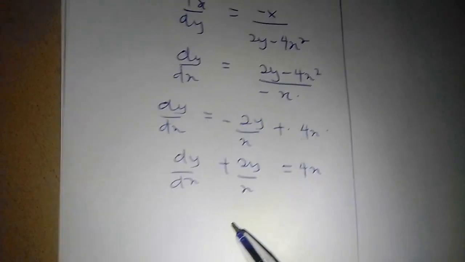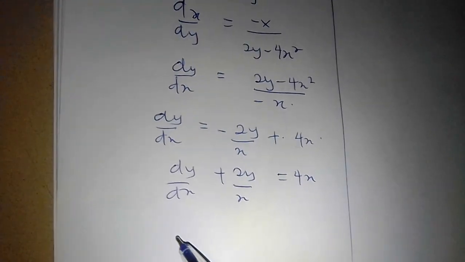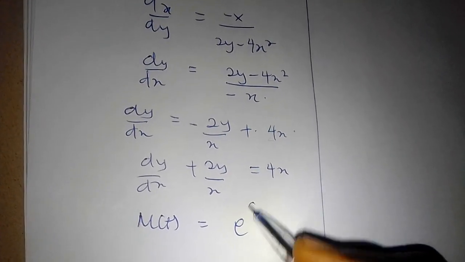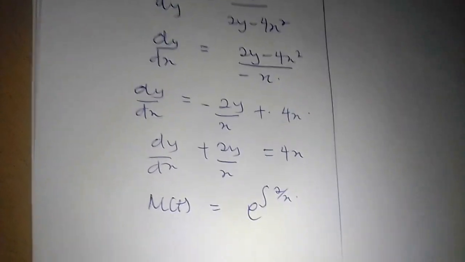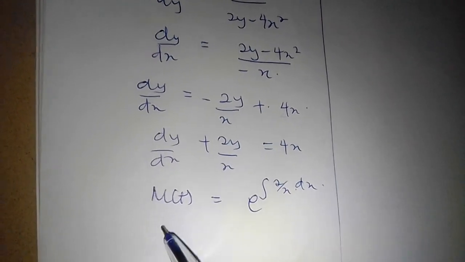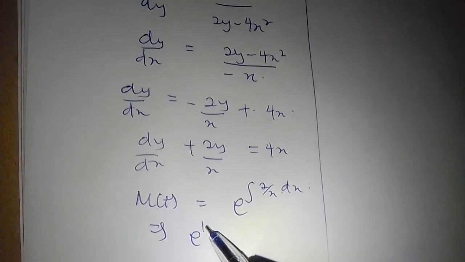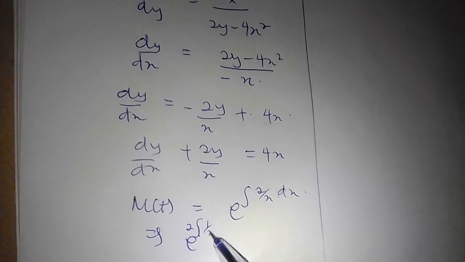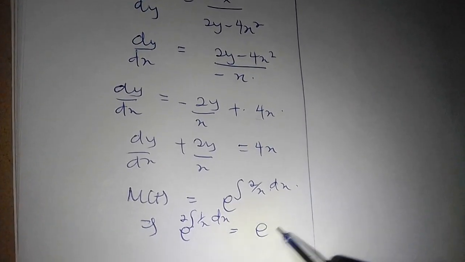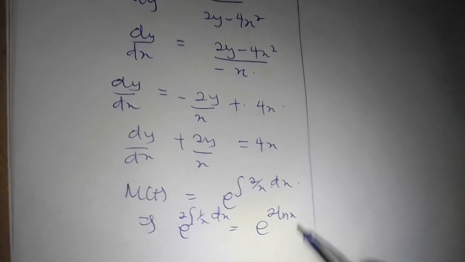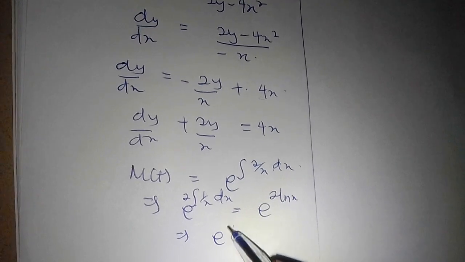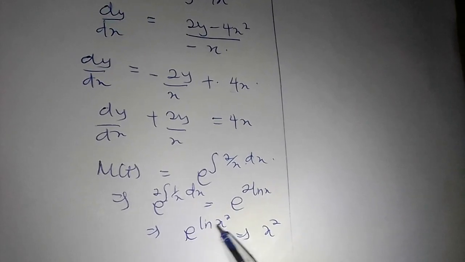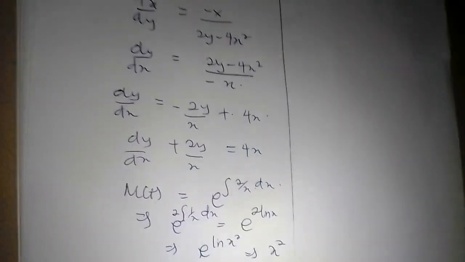So once you have this, you know that the next thing to do is to find our integrating factor. Mu of x is equal to e to the power integral of 2 on x dx. That is the integrating factor, which will be equal to e to the power, the 2 will come out, so it's going to be 2 integral of 1 over x dx, and this is equal to e to the power 2 ln x, which is e to the power ln x squared, also equal to x squared, since e to the power ln function becomes the number itself. So we have x squared as our integrating factor.